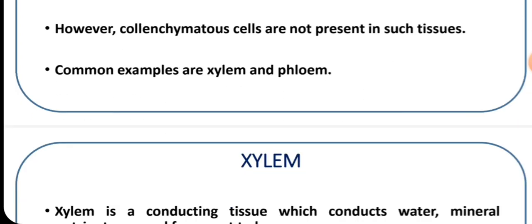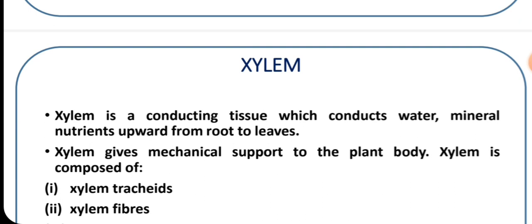Okay, now we move on to the xylem. What is the other name for xylem? The other name for xylem is hadrome. Listen, the term xylem was introduced by a person called Nageli, and it is derived from the Greek word xylos. What do you mean by xylos? Wood. Xylem means wood. So xylem gives mechanical support to the plant body.